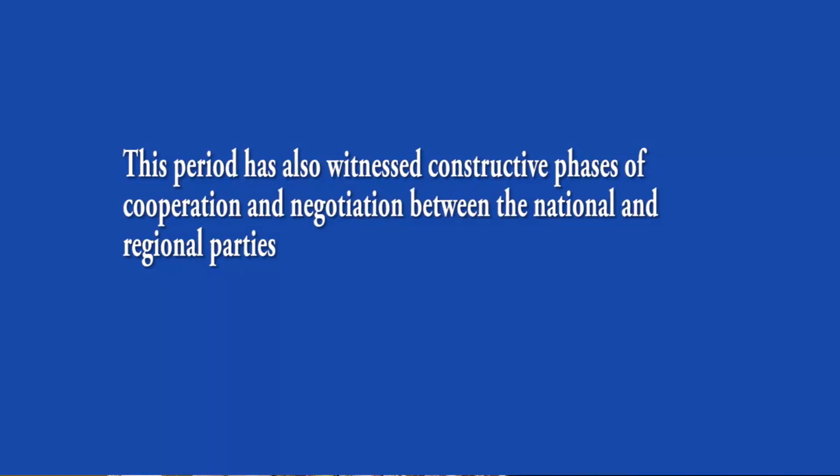1967 onwards, it also witnessed constructive phases of cooperation and negotiation not only between the state regional parties but also between the national and the regional parties. In fact, the coalition governments are a proof of that cooperation. The regional parties have become a constant fixture of Indian politics.